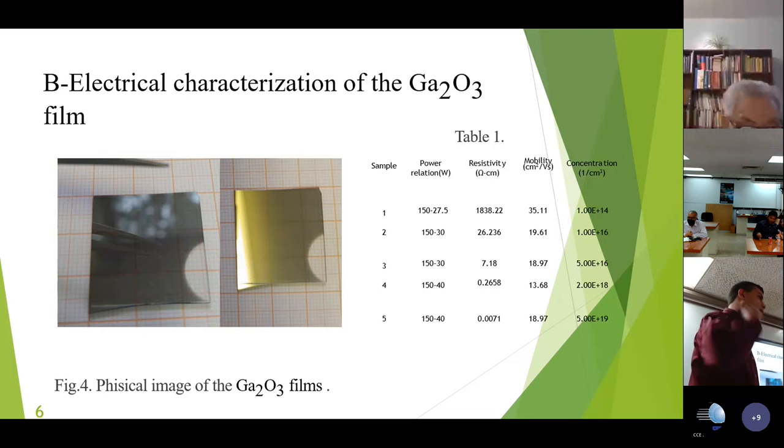And so we obtain them. Okay, the resistivity is different. The mobility is of the same order and the concentration is one of the higher.